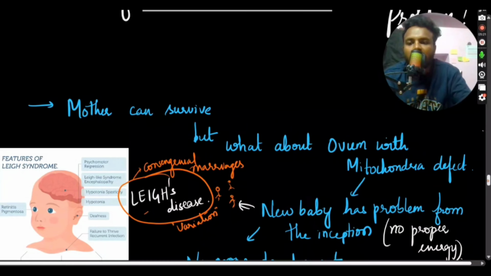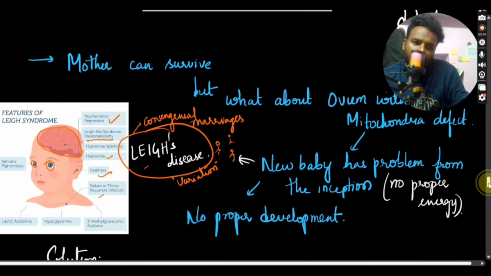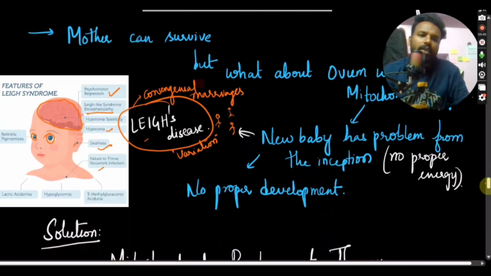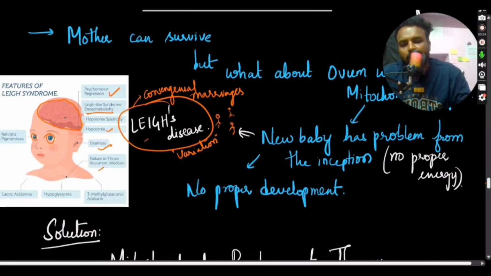So in Leigh disease we can see the symptoms: psychomotor regression, no brain development, and encephalopathy, which means brain development will stop. Then hypertonia, then deafness will happen. We can see pigmentation on the eyes, right? And failure to thrive, like always being prone to infection, right? So this happens to a new baby. The new baby will have a problem since inception, nothing but since birth, and no proper development will happen.